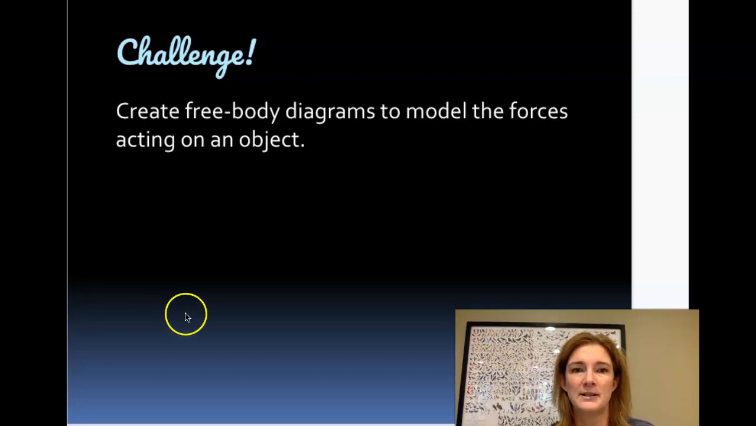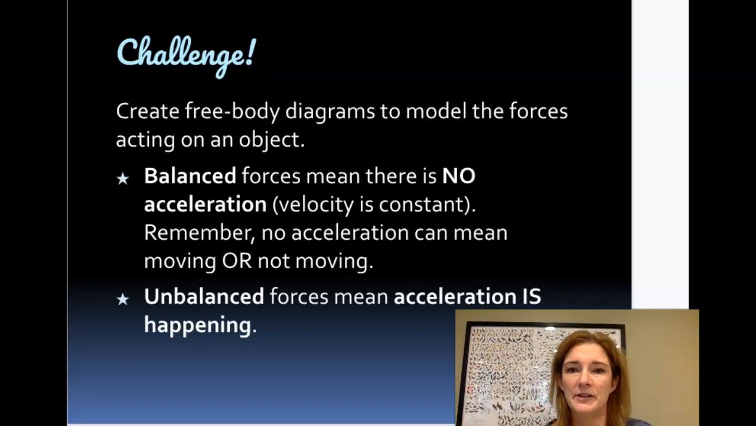To get going here, the things that we want to remember are what are balanced forces, what are unbalanced forces, and what do they mean for the motion of objects. Balanced forces means that the net force acting on an object is zero, and that means there is no acceleration. But remember, acceleration is only a change in motion. So there can be motion happening if the forces are balanced. It's just that there's no acceleration.